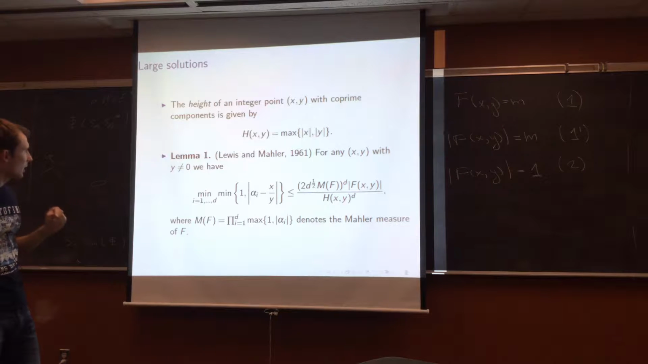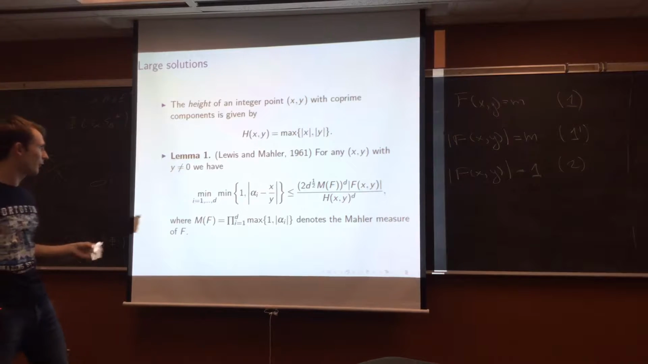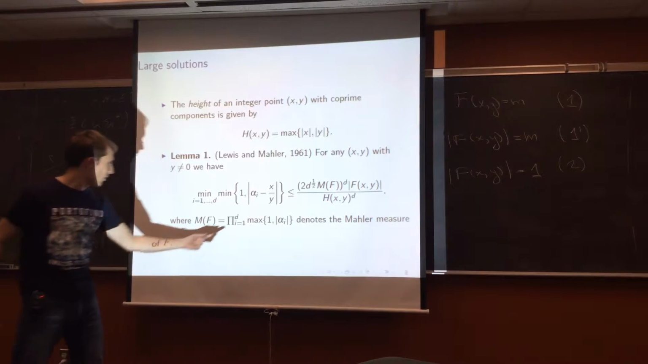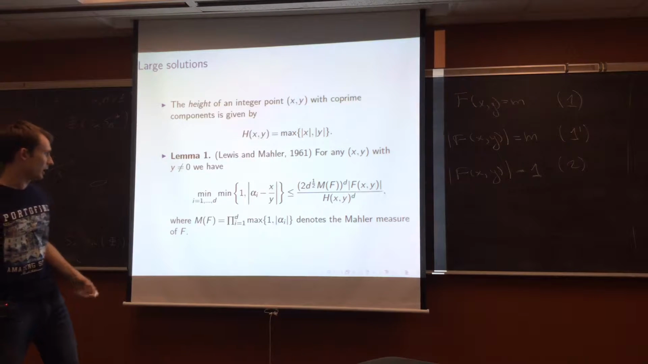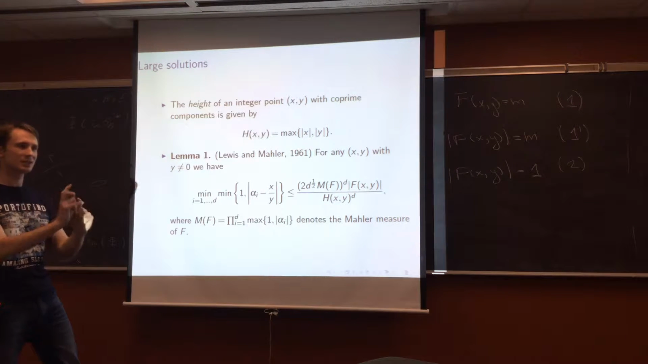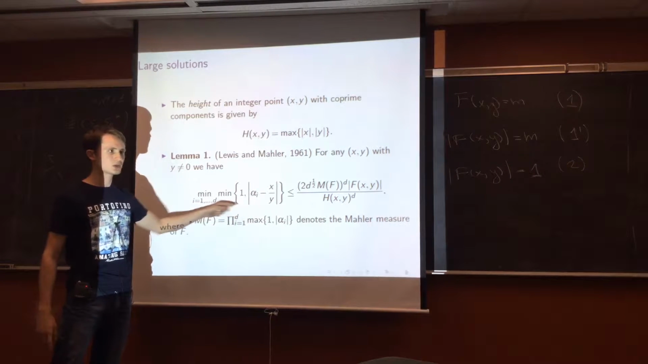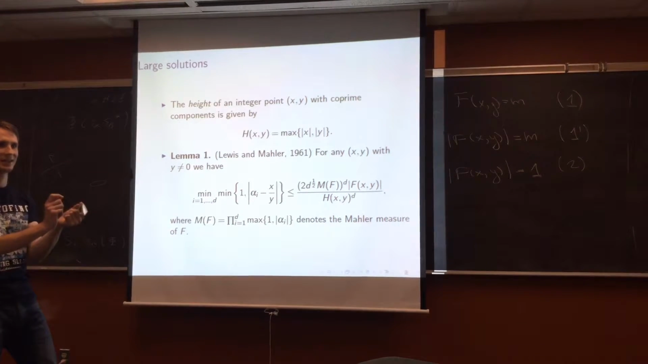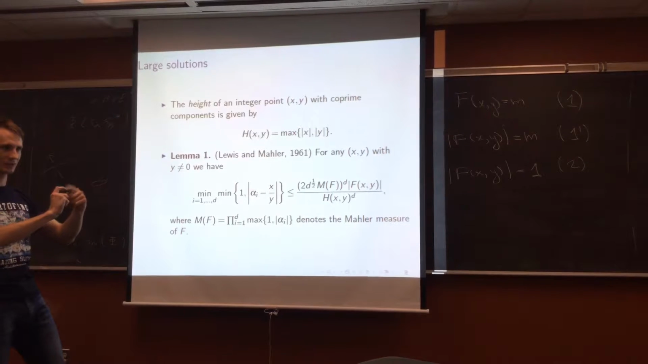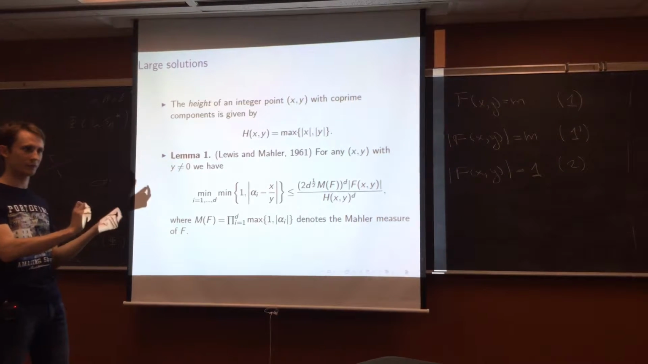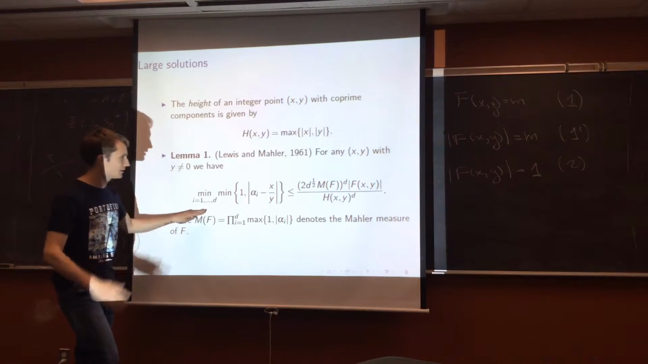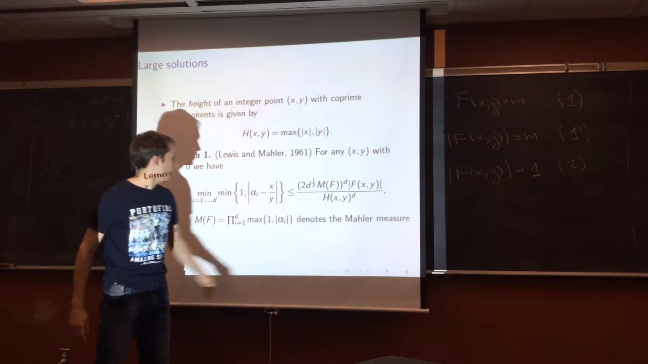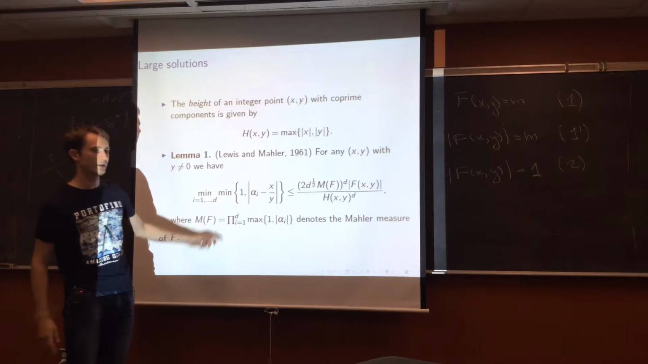And we have this lemma, which we're going to utilize, by Lewis and Mahler, which tells us that if we have our rational approximation x over y, and we compute the distance from x over y to all of the roots, and we pick the smallest one. So this is how we say that the rational approximation, this fraction x over y, is associated to one of the roots. So it's closer to one of the roots than to all of the others. Then it turns out that this inequality holds, and M(f) over here is the Mahler measure.